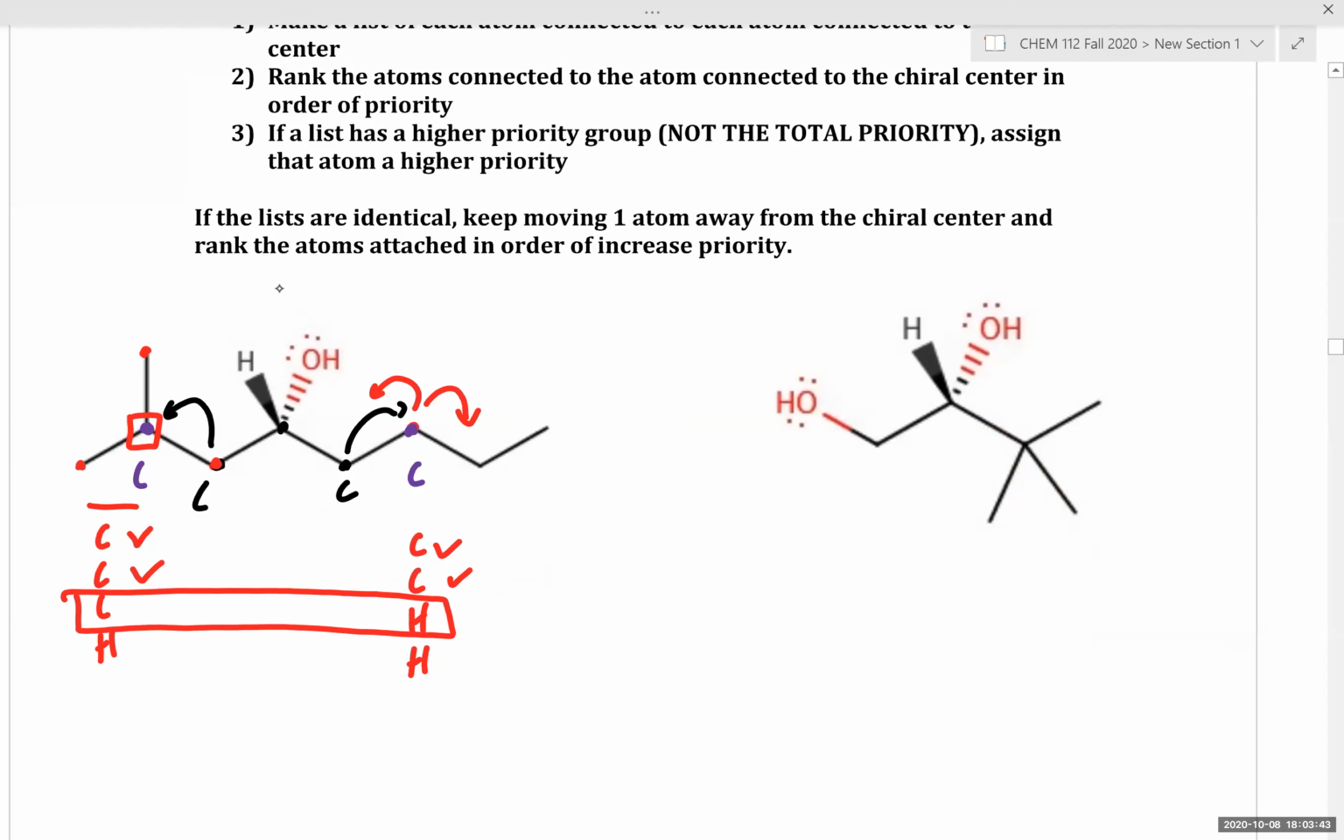So the oxygen will be priority 1. The carbon on the left will be priority 2. The carbon on the right will be priority 3. And the hydrogen would be priority 4. Does everyone understand this idea, when we're successively moving down our carbon chain, looking at the substituents attached to our carbon, and then ranking them in order of priority, which is based on atomic number? Does this make sense so far?